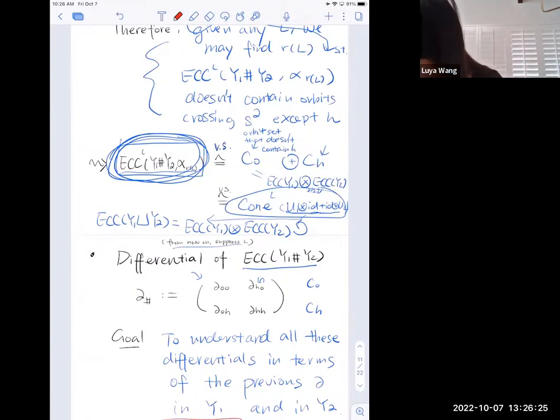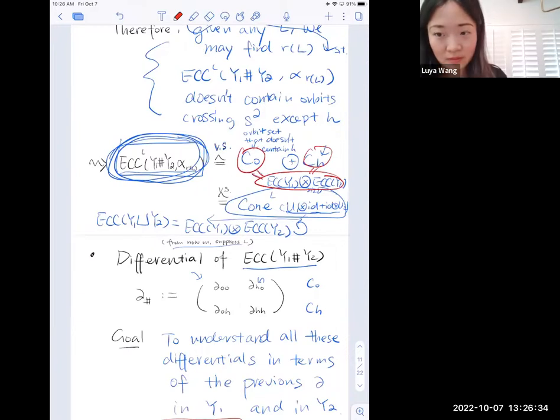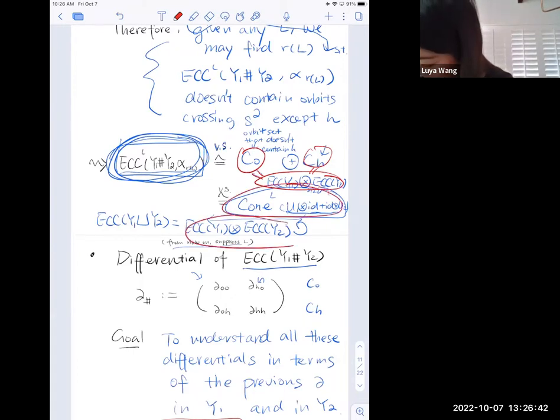I think maybe there's a confusion. So C0 is one copy of the tensor product. CH is also one copy of the tensor product. Maybe that answers the question? So the cone has two copies of this oplus.